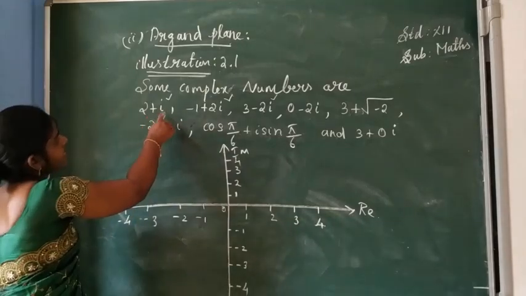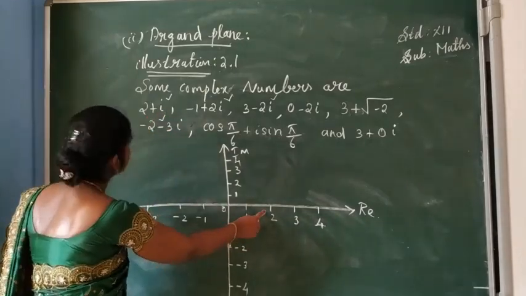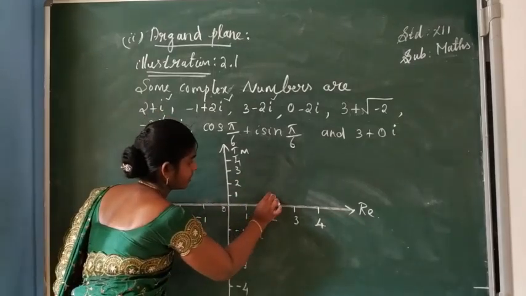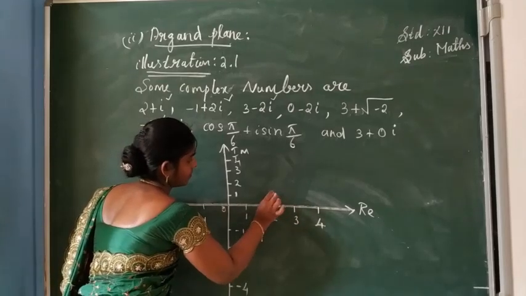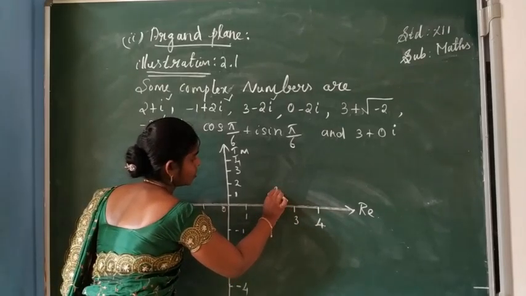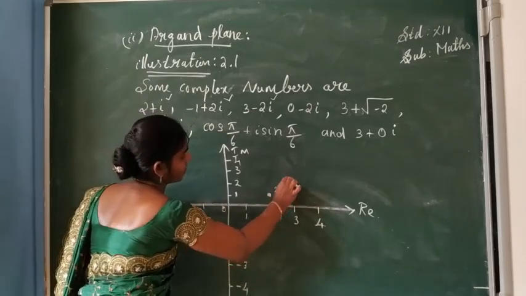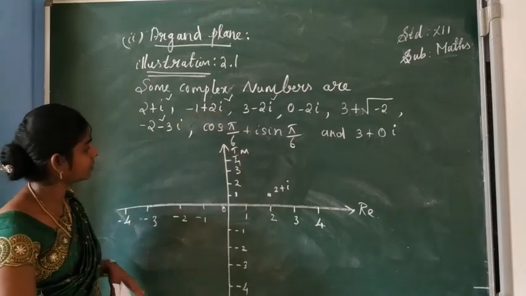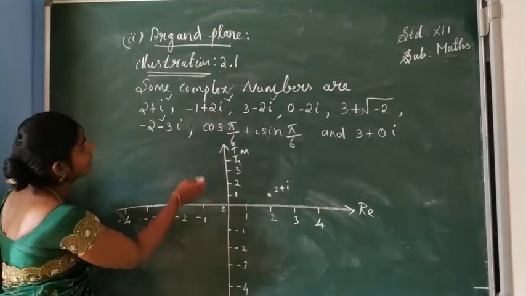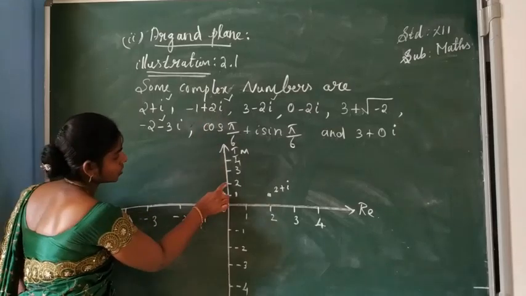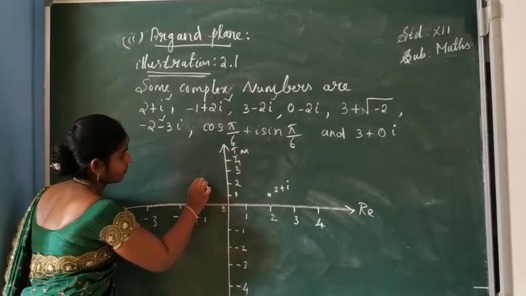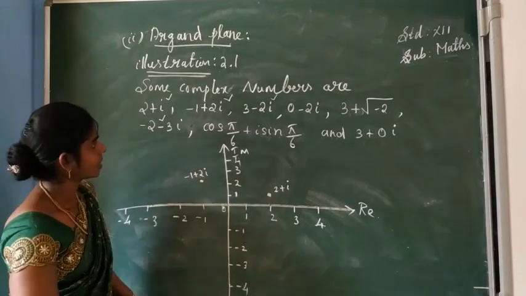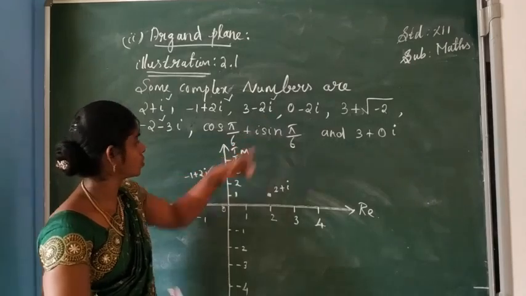Okay. So 2 plus i. The real part 2 is here, the imaginary part value is 1. So (2, 1) is this point. Then minus 1 plus 2i. Minus 1 in the real part is here, and the imaginary part 2, so in this place. Minus 1 plus 2i.